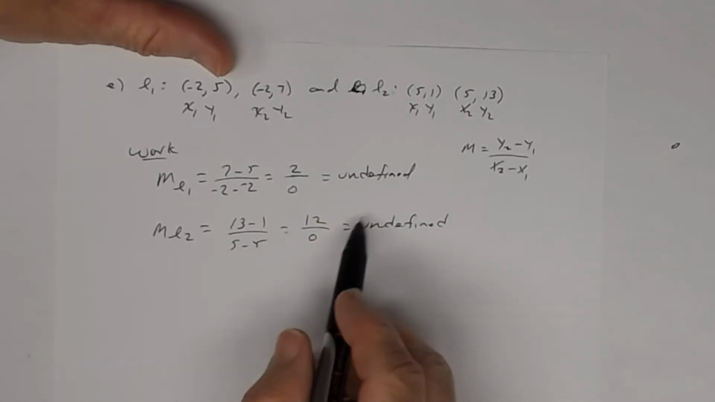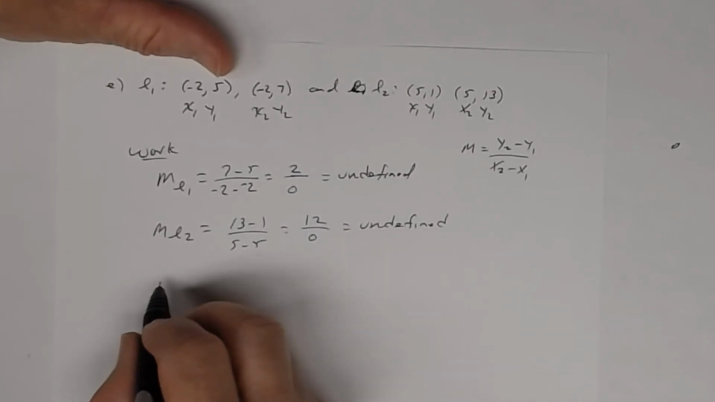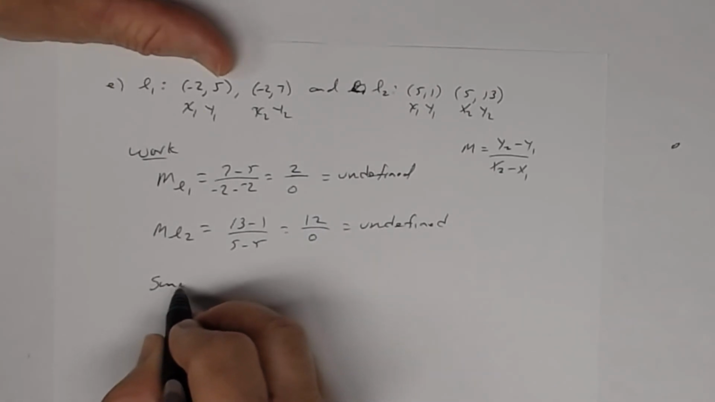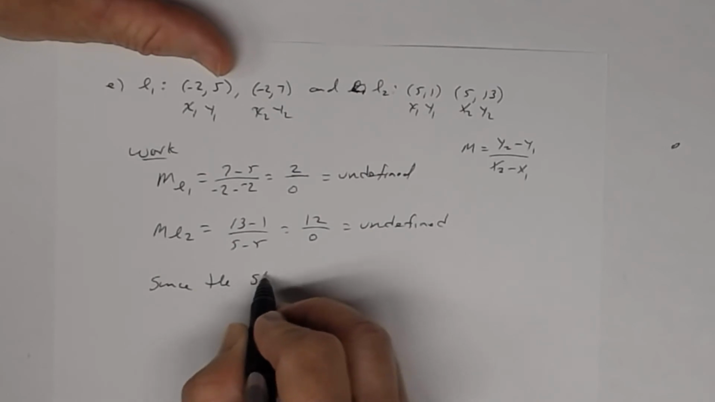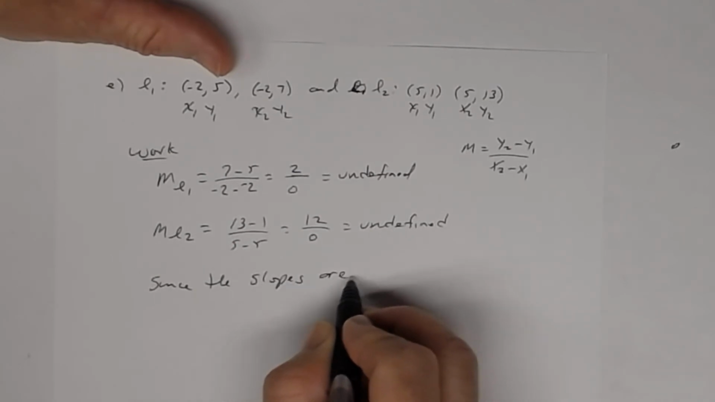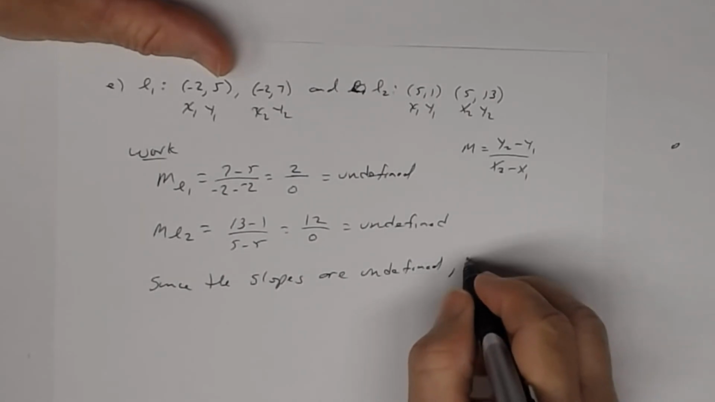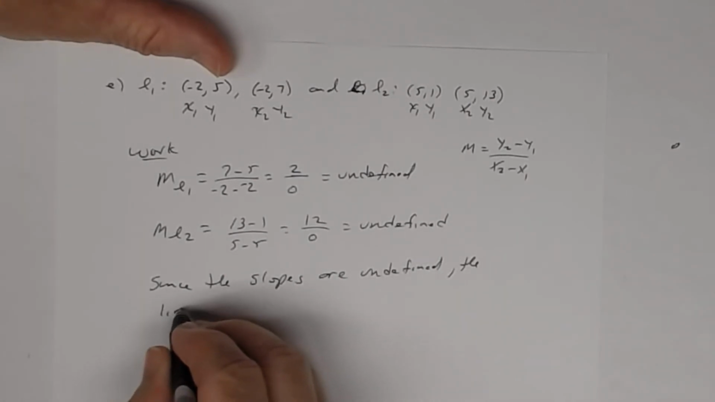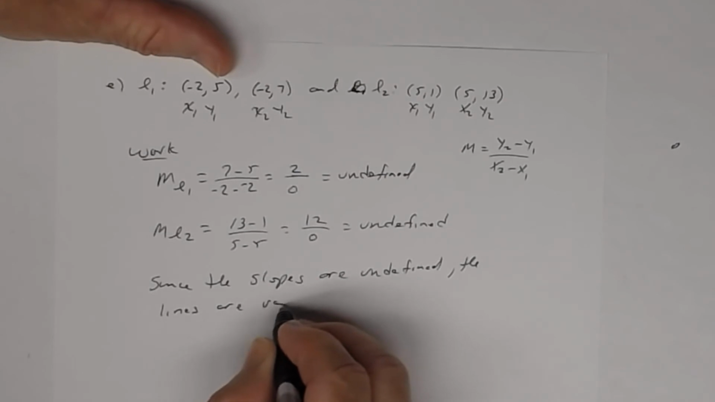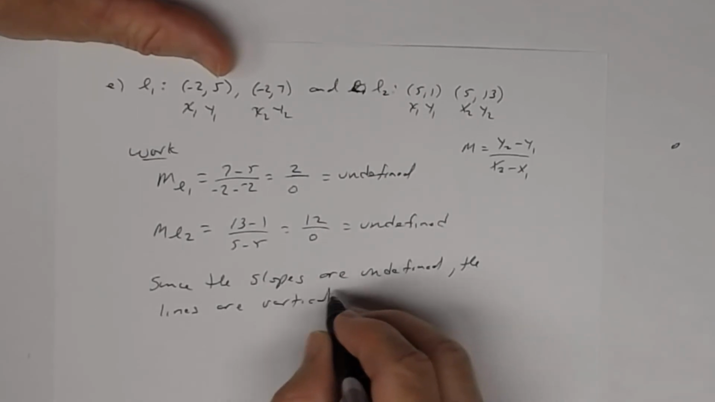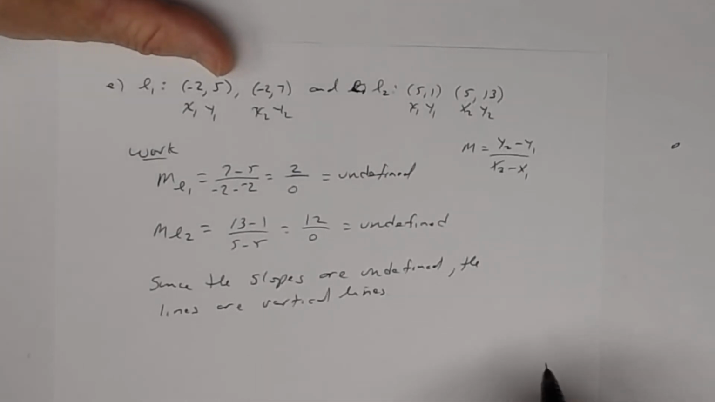All right. So these lines are vertical lines, since the slopes are undefined. The lines are vertical lines.